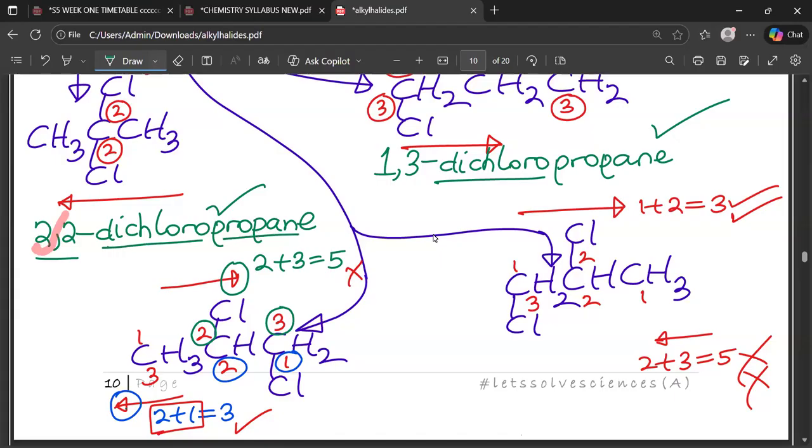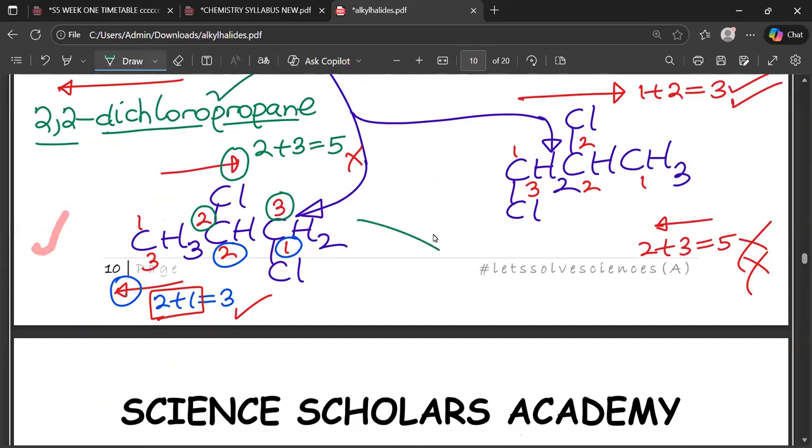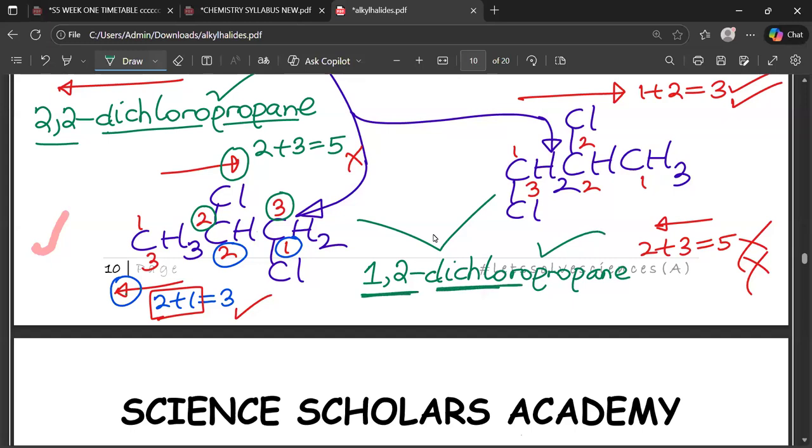That's all you need. Then these ones, they are different, but because of the rules of nomenclature, both of them are 1 and 2. So I also say 1, 2, dichloropropane. Hope you know why it's 1, 2. Hope you know why it's dichloro. Hope you know why it's propane. That's all you need.